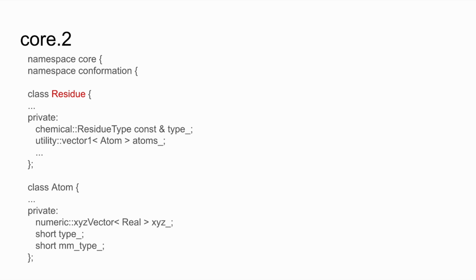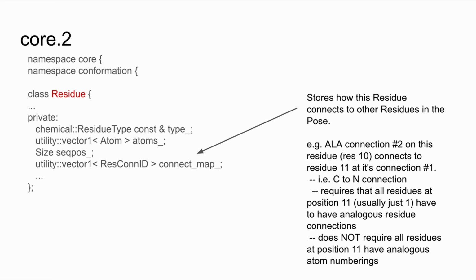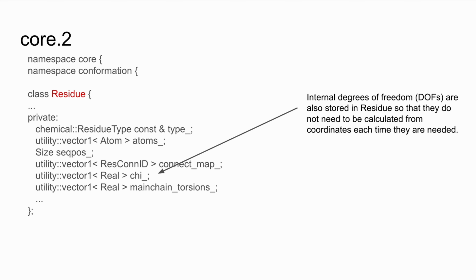So yeah, and then in the residue, obviously you have atoms, and atoms are described by XYZ coordinates and a short type, and then I guess that's the molecular mechanics type. Then there's the connector map, and this shows how the residue is connected to other residues in the pose. And this keeps going. So chi angles, main chain torsions, all of this is described in the conformation layer and the residue. So this really stores internal degrees of freedom.